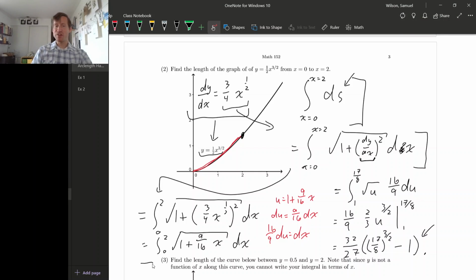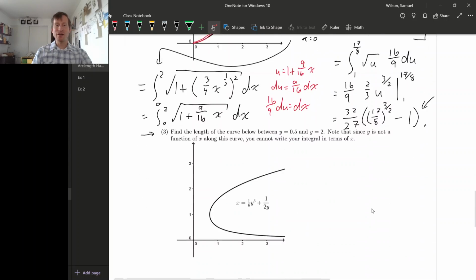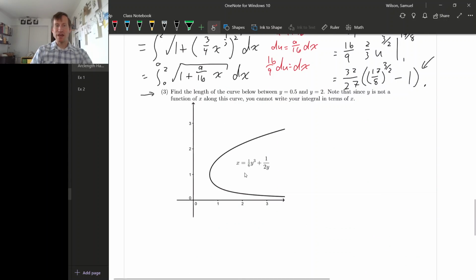Try to work it out for yourself before watching me do it. Okay, so let's try number 3. Let's find the arc length of this curve. It's x equals 1 over 6y cubed plus 1 over 2y. And we're going to go from y equals a half, which is right here, to y equals 2. So that's going to be this part of the curve. It looks like from here to about there.